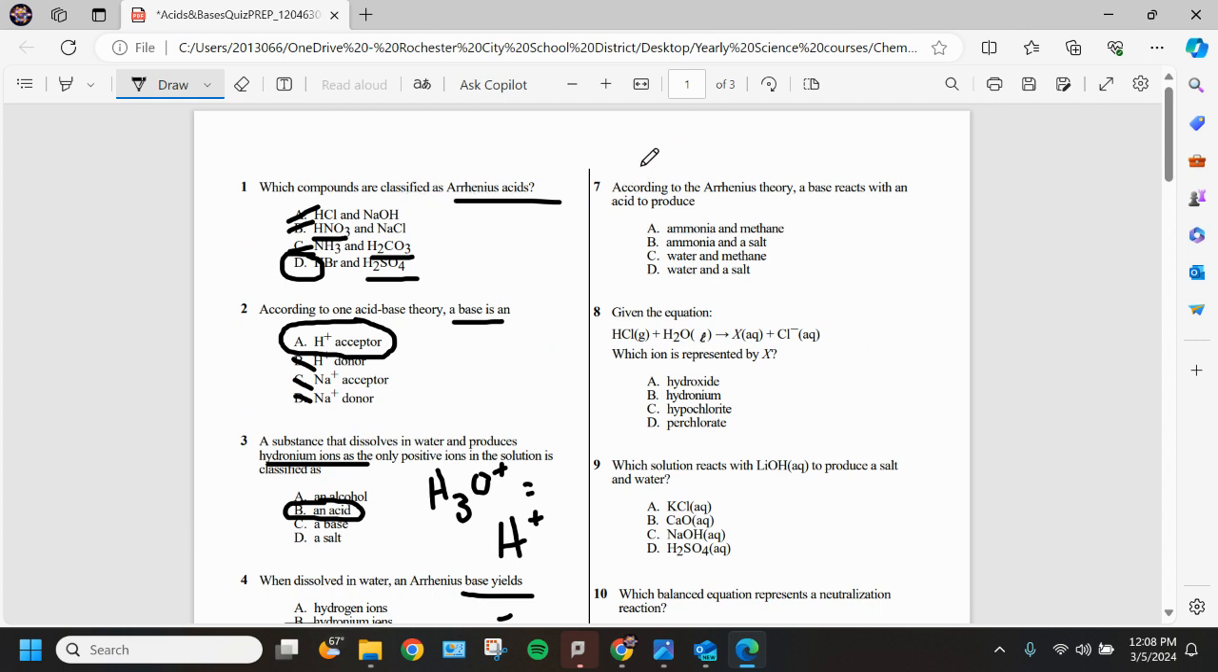Moving right along to try and keep this moving. A base reacts with an acid to produce water and salt every time. This is that generic equation that we have. Ammonia, water, and methane. All distractors.